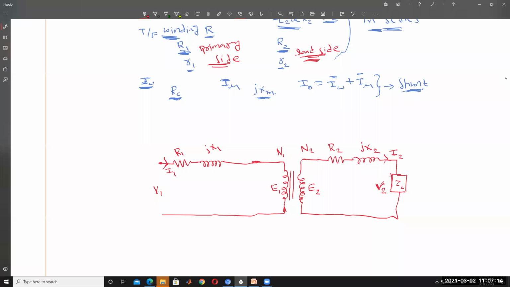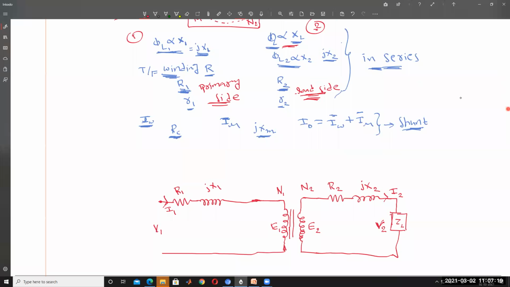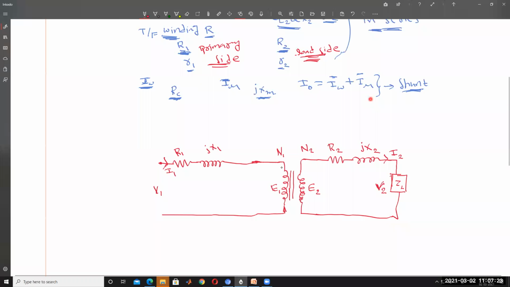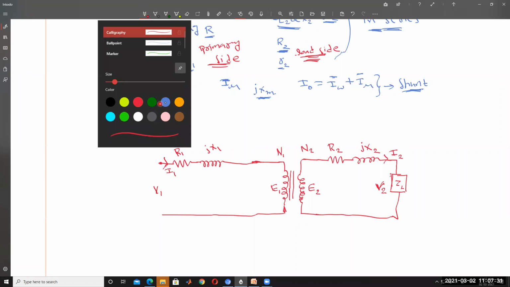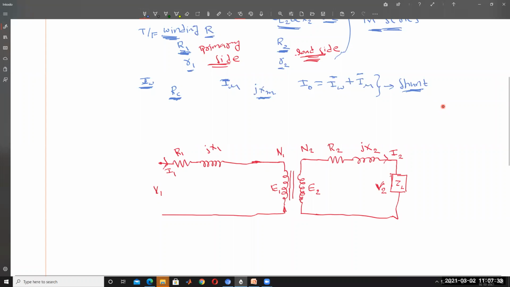Am I right? N1, N2, R1, R2, j into X1. So they are represented like this. So what about shunt branch parameters, how are they connected? Here, shunt branch parameters are connected. That is called no load branch parameters also. These are also called no load branch parameters. So these are all represented on the primary side. These two are represented on the primary side, and also these are, like this.